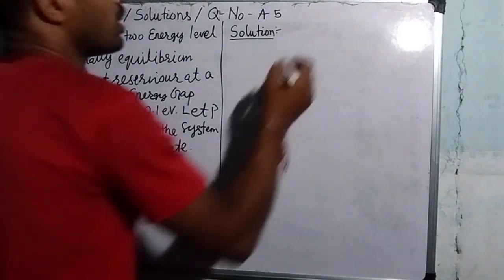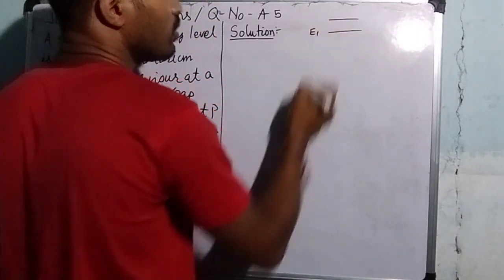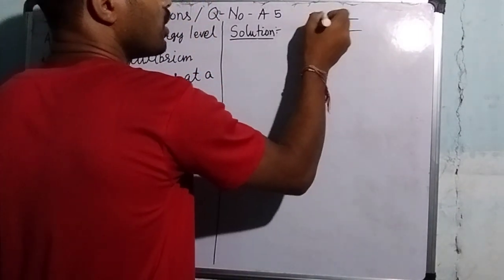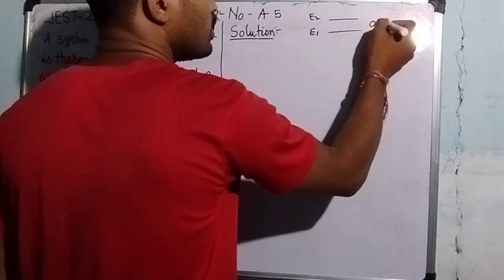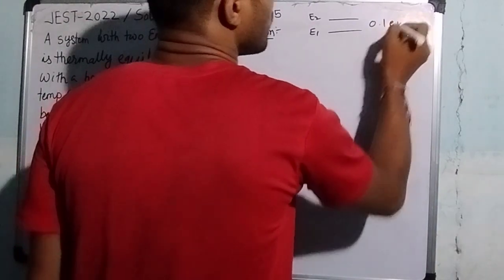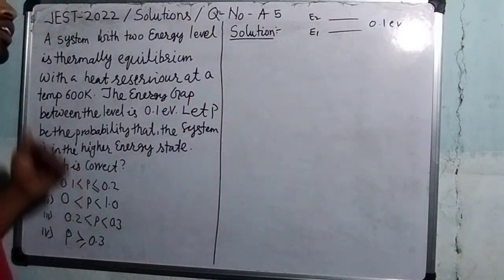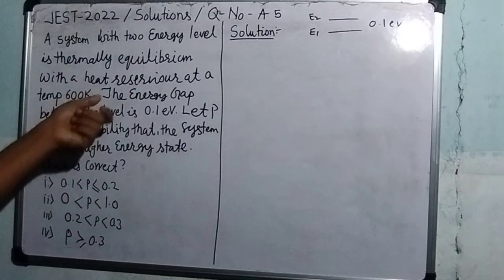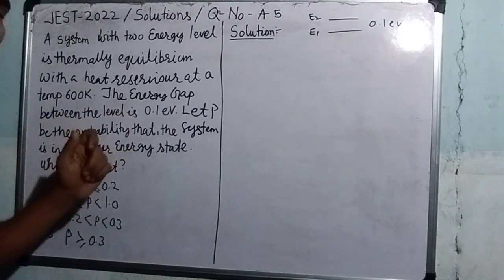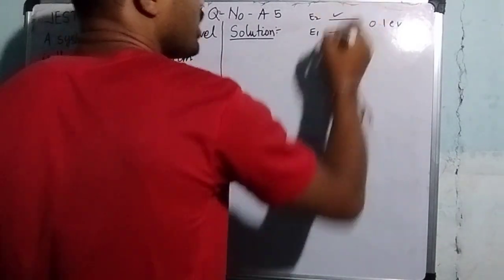So here there is a system with a lower energy level E1 and a higher energy level E2, and the gap between the two energy levels is 0.1 electron volt. Now we have to find the probability that the system will be in the higher energy state.